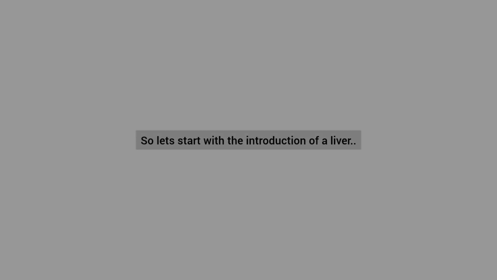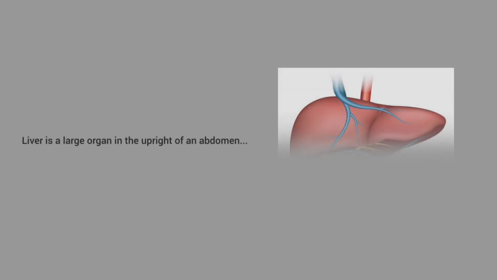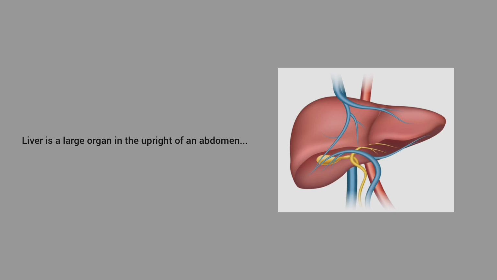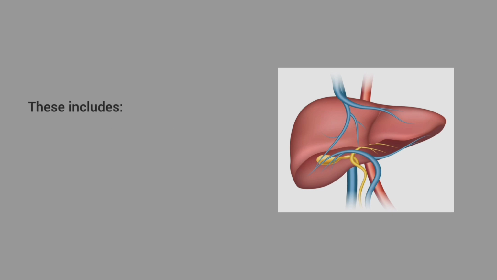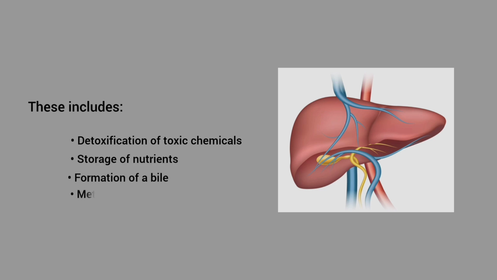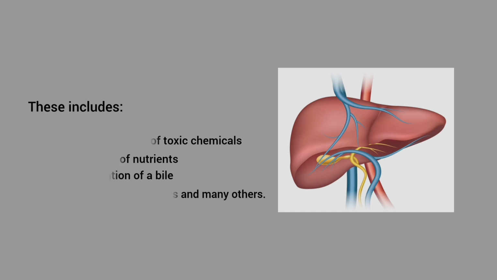In this video, we'll have a detailed overview of liver profile. So let's start with the introduction of a liver. Liver is a large organ in the upper right of the abdomen and looks like a wedge in a dark reddish brown color. It weighs around about 3 pounds and possesses many vital roles in the human body. These include detoxification of toxic chemicals, storage of nutrients, formation of bile, and metabolism of drugs and many others.